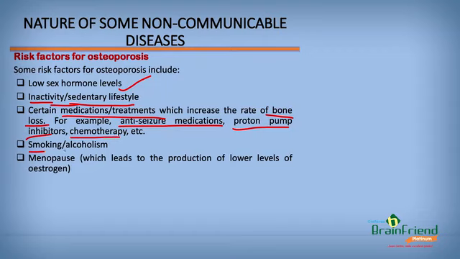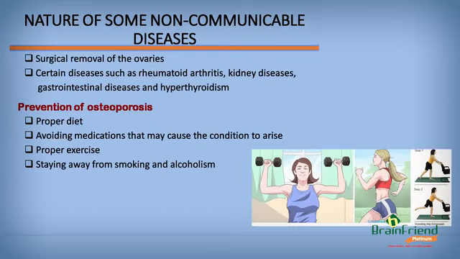Another risk factor is smoking and alcoholism, then menopause. Menopause leads to the production of lower levels of estrogen. As we said, low sex hormone is one risk factor. So sometimes when women go into menopause, their sex hormones begin to decrease. Then we have surgical removal of the ovaries. This is another risk factor. Then we have certain diseases such as rheumatoid arthritis, kidney diseases, gastrointestinal diseases, and hyperthyroidism. These are certain diseases that can increase people's chances of developing osteoporosis.